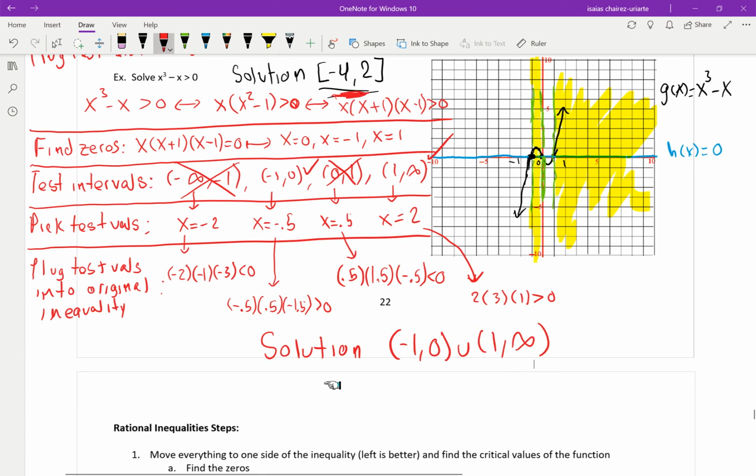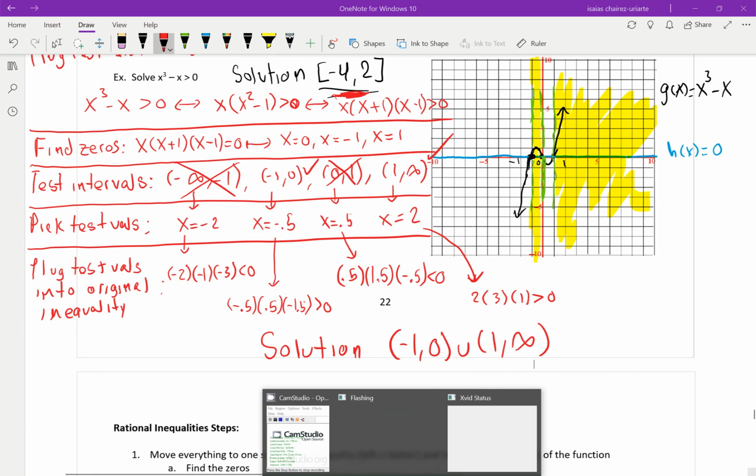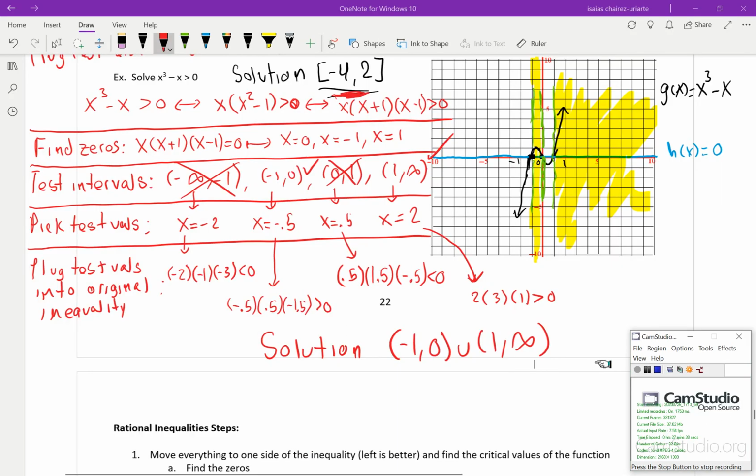Okay, so that is it for this part of 4.6. In the next part, we will solve rational inequalities. Solving rational inequalities is very similar to solving polynomial inequalities, just there's a little bit more fuss to it. There are probably going to be a few more test points to deal with, but it's a similar procedure. Okay, so I'm going to pause the video right here, and I'll see you in the next part.